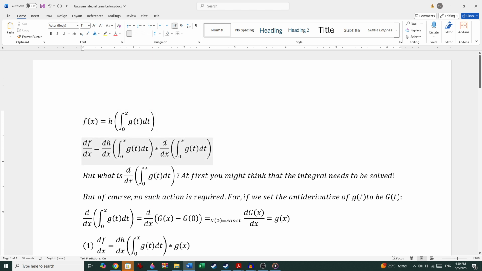Well, of course, we can just use the chain rule and take the derivative of the outer function and multiply that by the inner derivative. This inner derivative may seem a bit difficult to calculate. Do we actually need to take this integral?